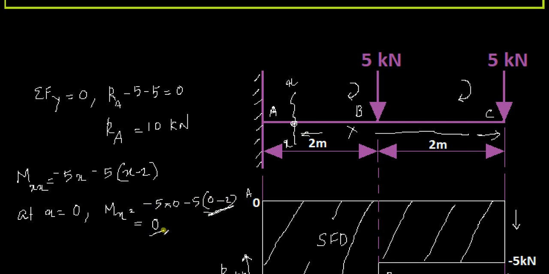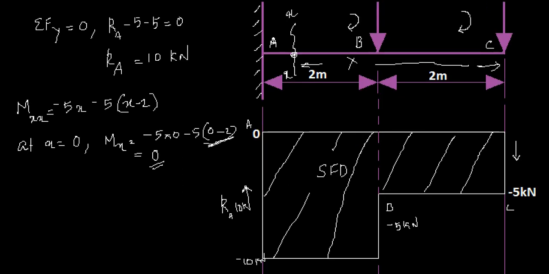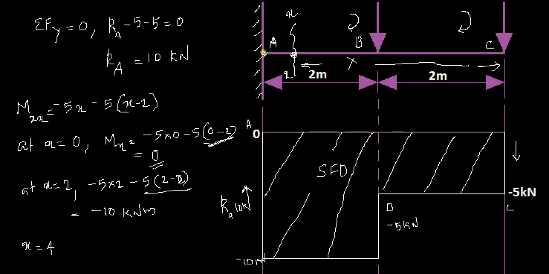This term is already 0, so you don't have any moment at x equal to 0, and your next point is x equal to 2. At x equal to 2, you have minus 5 times 2 minus 5 times (2 minus 2). So this term becomes 0, and you have a bending moment of minus 10 kilonewton meter. And the third point is x equal to 4, which obviously is this point here. So the maximum bending moment will occur at that point. At x equal to 4, your moment is minus 5 times 4 minus 5 times (4 minus 2). So that will be minus 20 minus 10, that is equal to minus 30 kilonewton meter.